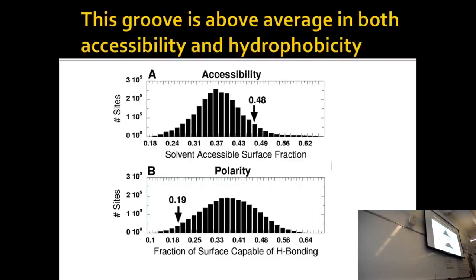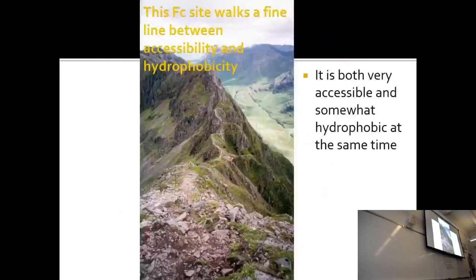And they actually came up with a ranking where they ranked all the patches on the protein. This protein comes out in definitely the upper standard deviation for accessibility, but lower standard deviation for polarity. So it is both highly accessible and lowly polar, if that's a proper word to use. Which suggests that this is a unique site because it manages to be both accessible and hydrophobic at the same time.